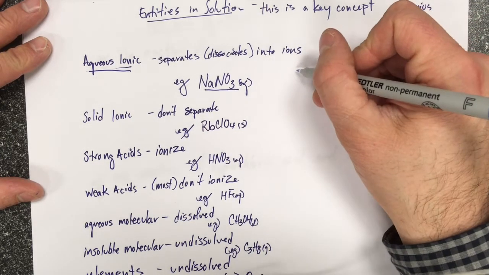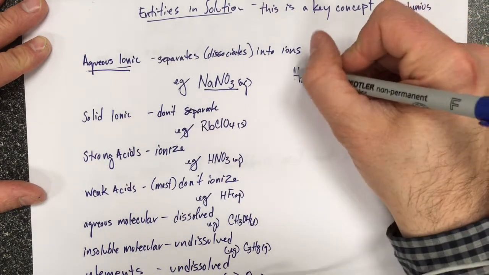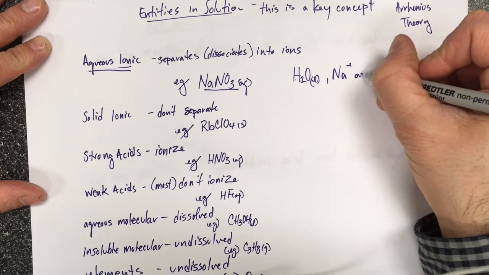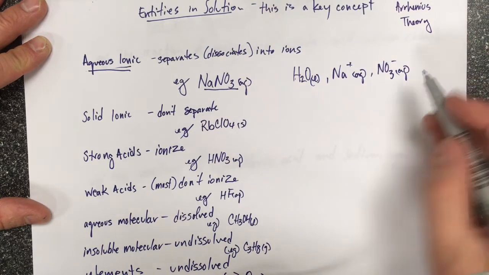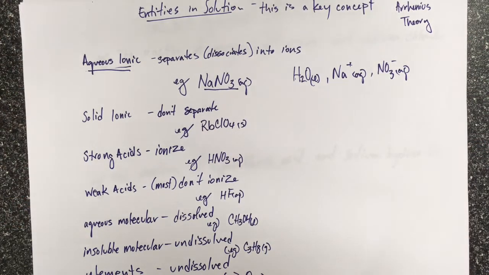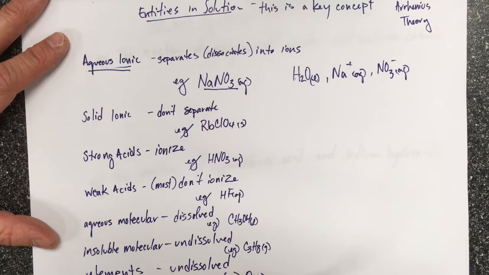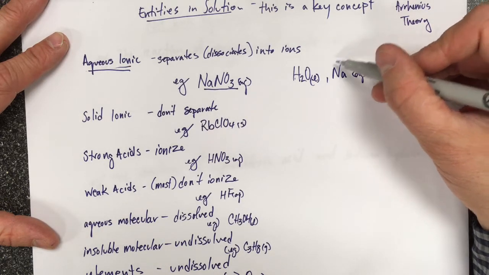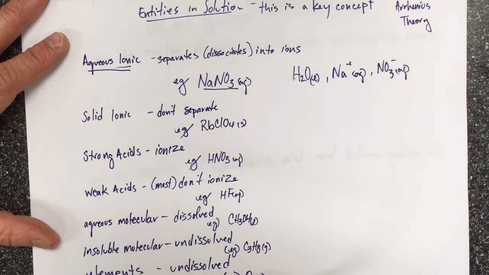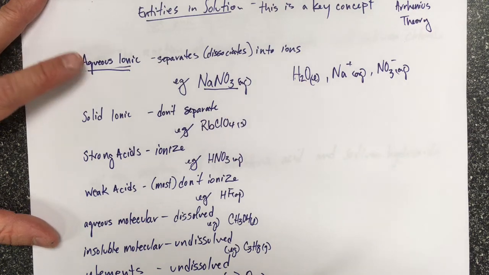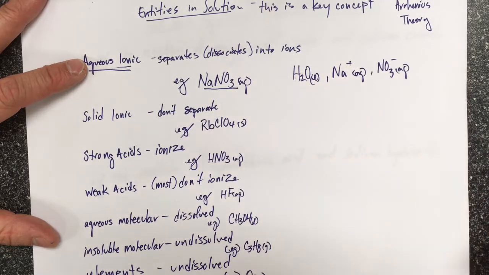So if we have water dissolving sodium nitrate, water is one of my entities. I'm going to have sodium ions that are aqueous as an entity, and nitrate ions that are an entity. Because the sodium nitrate is soluble, the water is able to pull those sodium ions away from the nitrate ions, because water is a polar molecule, and so the oxygen or the negative side is going to be able to surround the sodium ion, and the hydrogens, which are slightly positive, surround the nitrates. So aqueous ionic compounds separate into their ions. And since it's in water, that's a major entity.